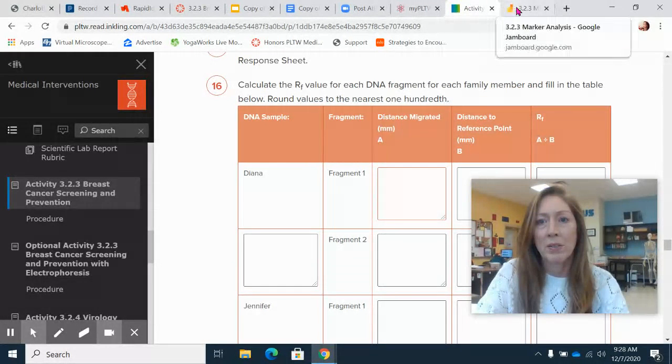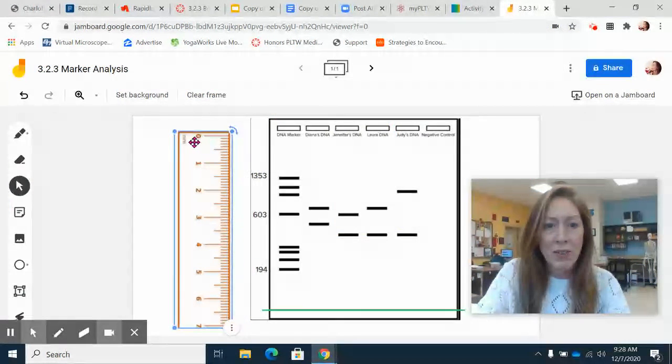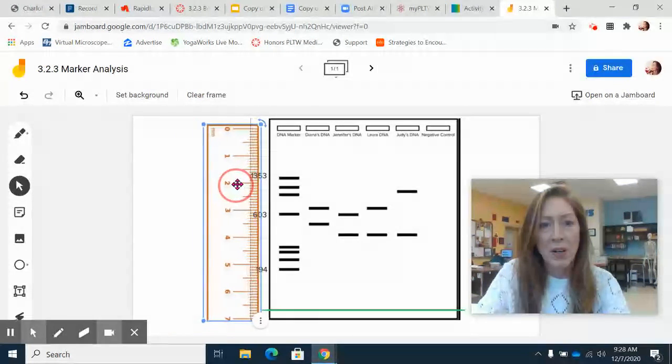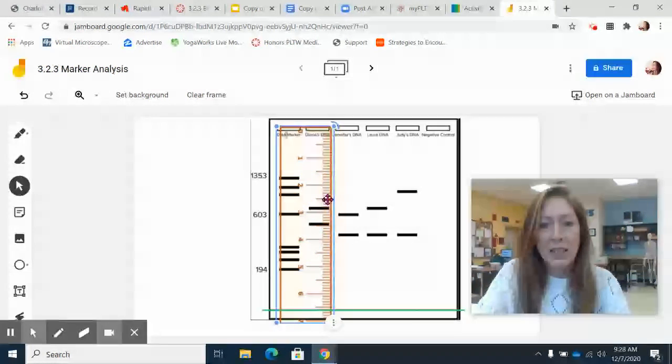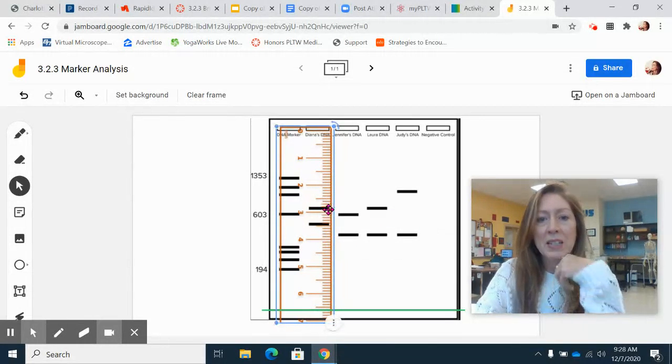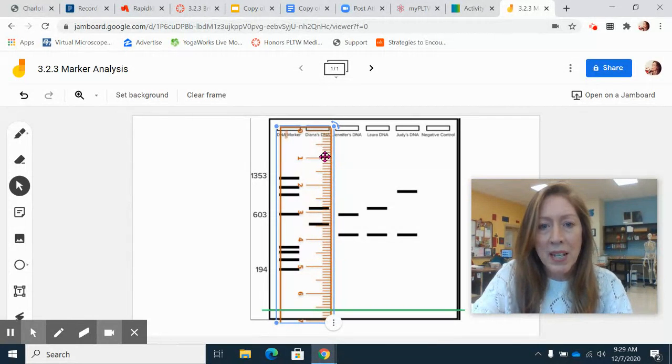So Diana's fragment 1, and the first value, A, is going to be the distance that it migrated from her well. All right, so I'm going to take this ruler, and if you look at the 0 line, the orange line that ends in 0, I want that line to line up with the bottom of the white box that says Diana's DNA. Now I'm going to look at this first fragment of Diana's, the top fragment here. To find out how far it moved, it started in the white box.